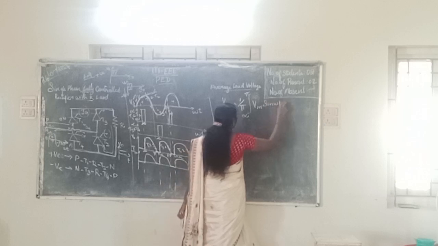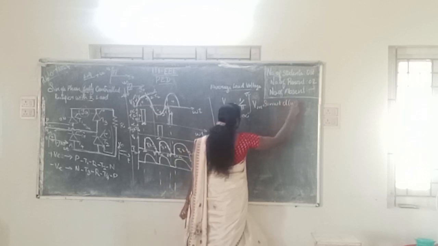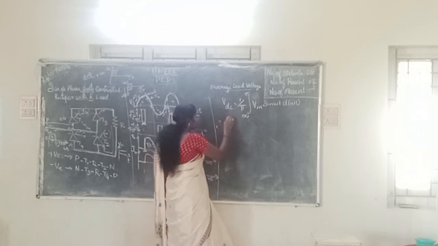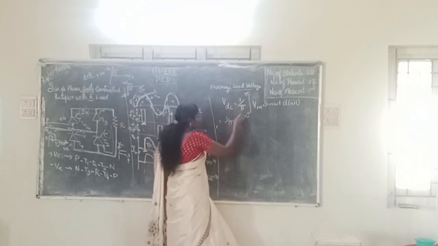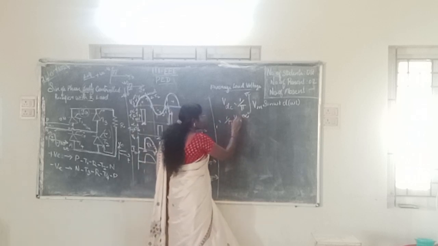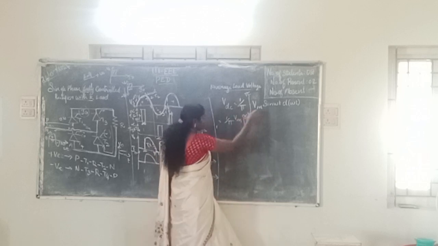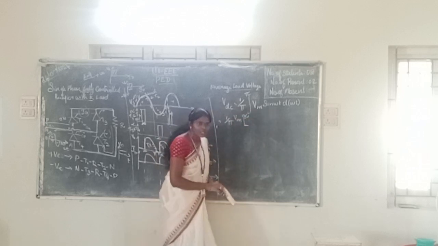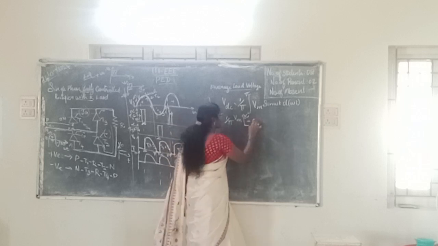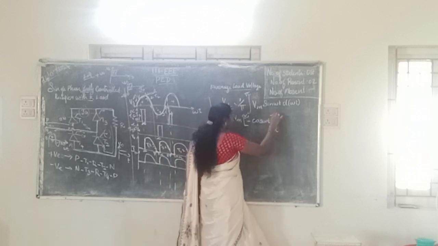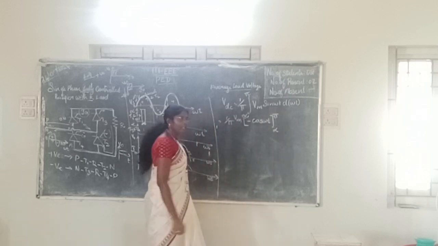Omega t, and then we should integrate with respect to d of omega t. Okay, and that is equal to 1 by pi. Vm is constant, right? So I can take Vm outside. When I integrate sin omega t, it is minus cos omega t, and the limit ranges from alpha to pi. Clear up to this?